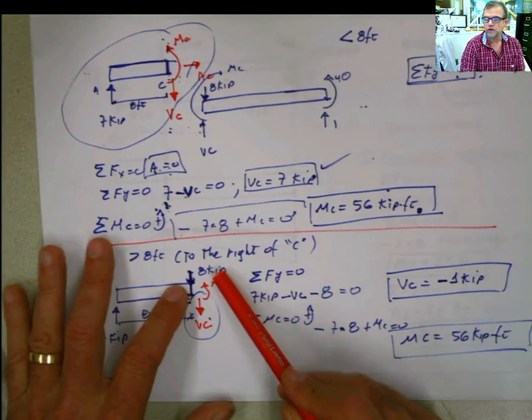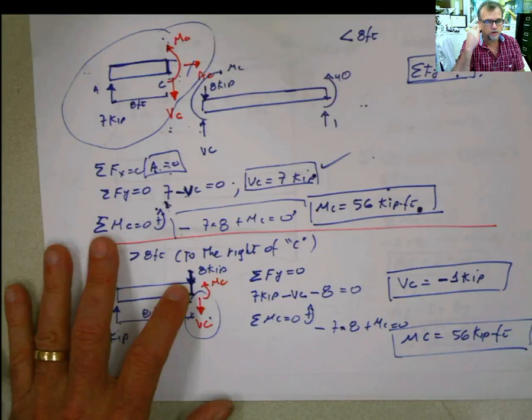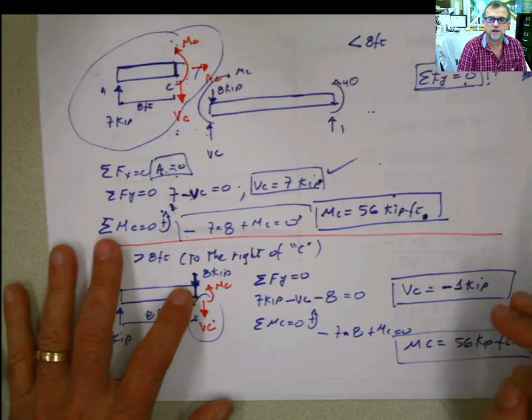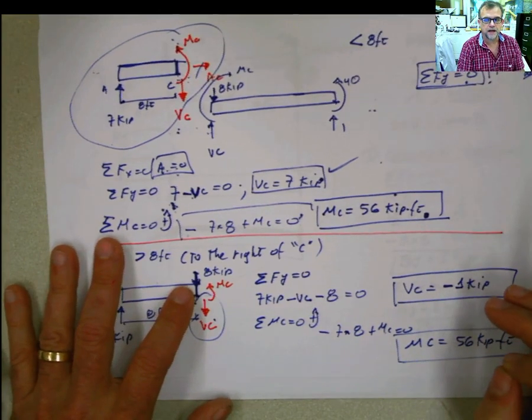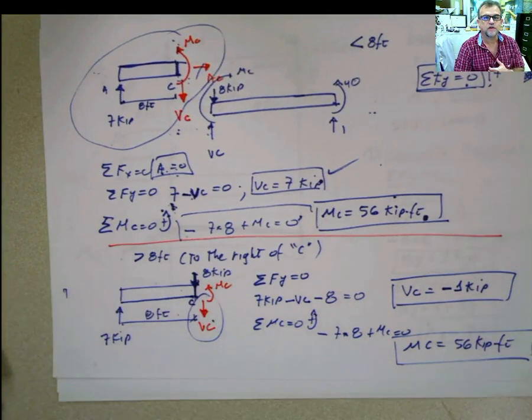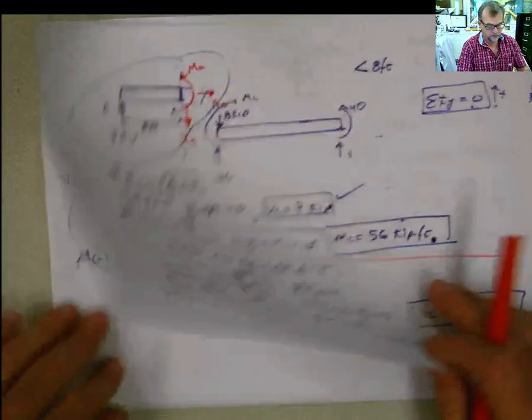And I told you also, please memorize this, put it in your brain, implant that over there. Wherever you have a concentrated force applied at a point, at that very same point, the shear diagram is going to suffer a jump in the same direction of the force, in the same magnitude of the force. However, the moment is not changing. And I told you, okay, now let's do another problem where you have a moment.